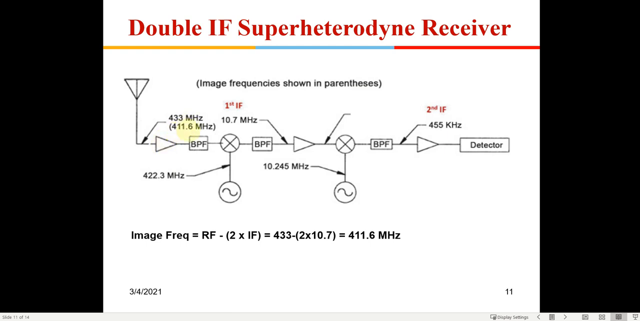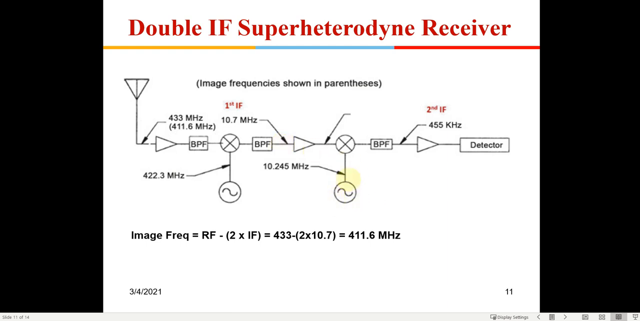And how is it this far away? Because we are using a high IF of 10 megahertz here. That is the reason this has been pushed far away, and that is the reason why it is able to reject here. Now, but the adjacent channels are also available here. Now in the second step, I need to remove the adjacent channels also.